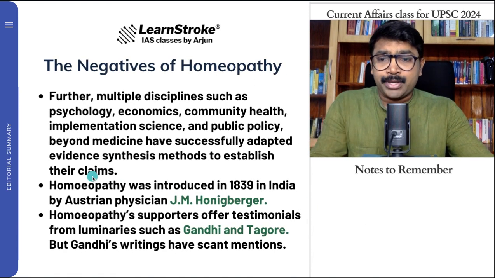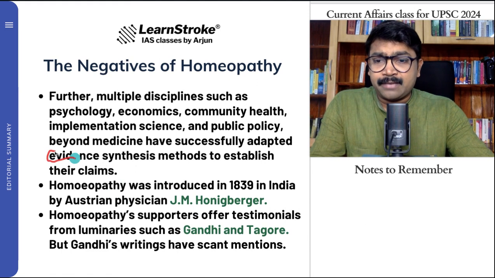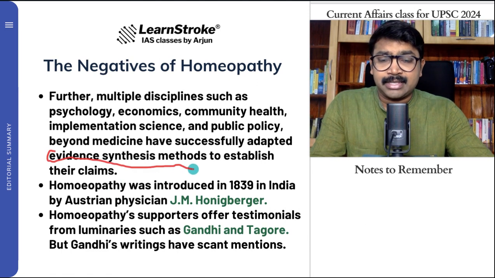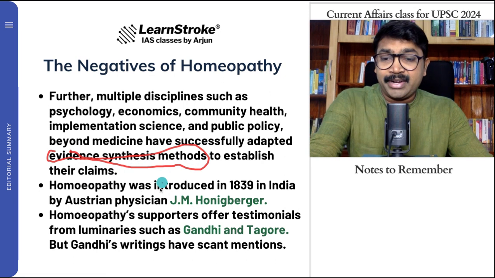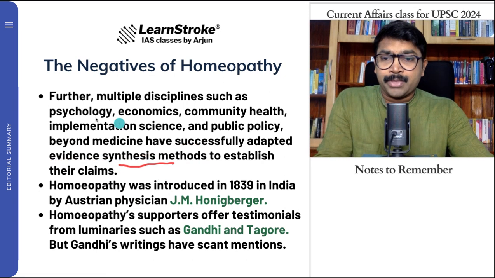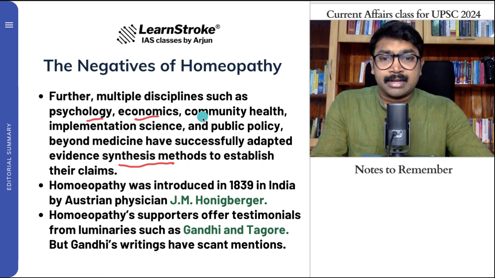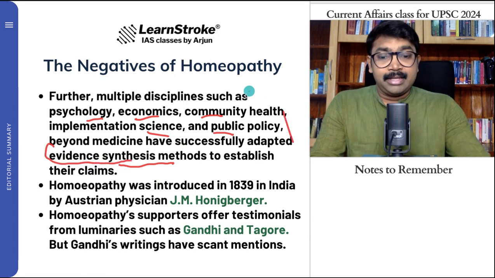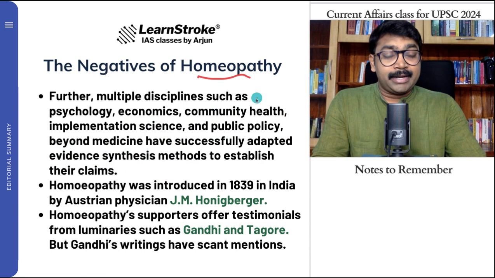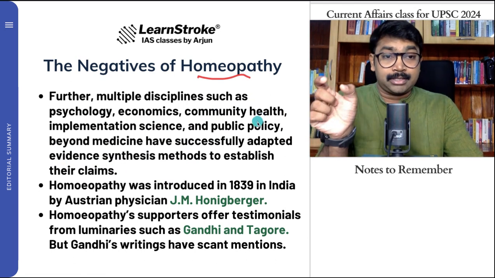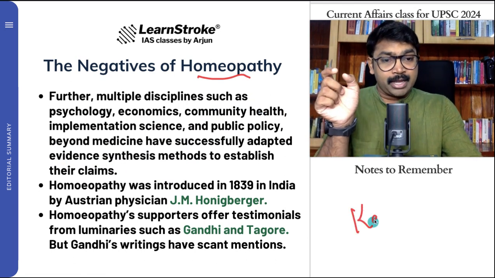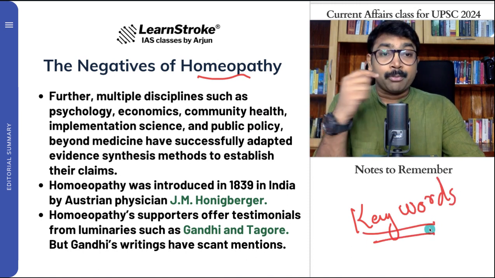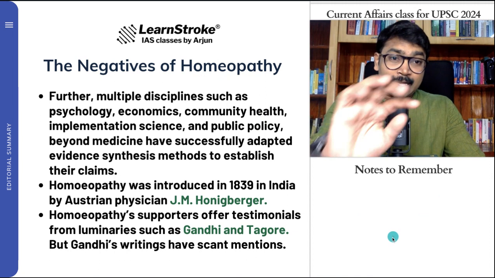And one thing that you should know is every academic discipline has something called an evidence synthesis method. It is very important here, whether it be psychology, economics, community health, implementation science, or public policy. There is something called an evidence synthesis method, and the article clearly says that homeopathy does not have proper evidence synthesis. So these are important keywords. When you write all these keywords in your mains answers, you get more marks rather than writing like a normal aspirant.